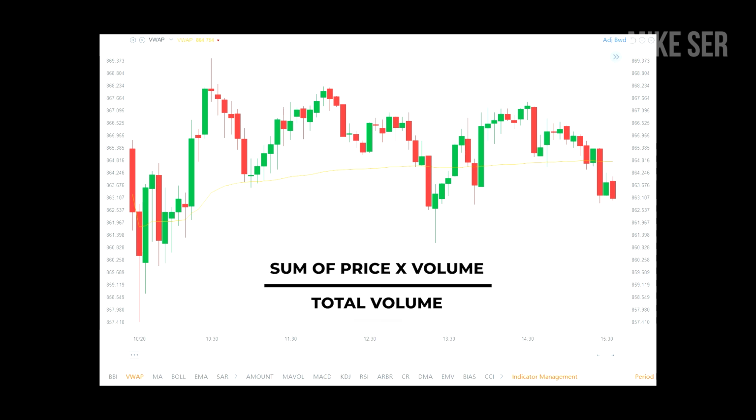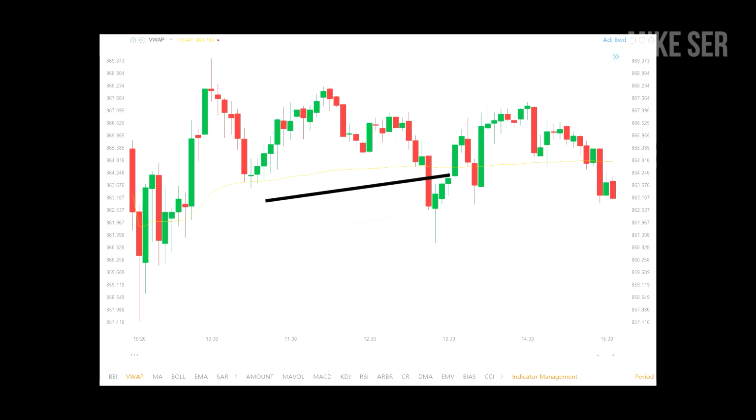Now keep in mind that the VWAP is a single day indicator and is restarted at the open at each new trading day. So it's really only intended to be used for day trades and not reliable for swing or position trades.